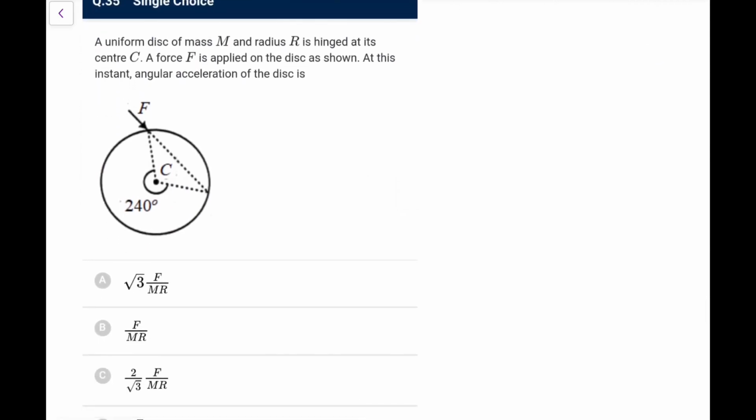Uniform disk of mass m and radius r is hinged at its center C. Force F is applied on the disk as shown. At this instant the angular acceleration of the disk is? So first of all, torque. If I have to calculate the torque, I need to calculate this perpendicular distance. So what I can find out from here, this is r and this is 240 degrees, so the remaining angle is 120, and this would be bisector, that is 60 degree. So that perpendicular distance, this r perpendicular, is going to be r cos 60, that is r by 2.